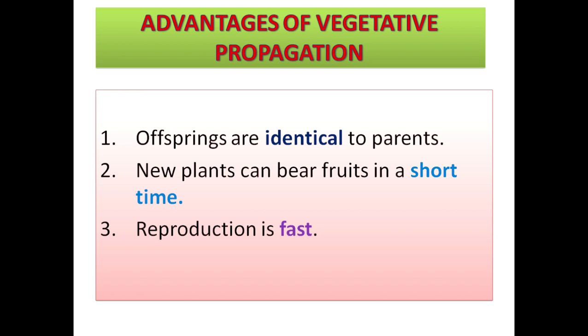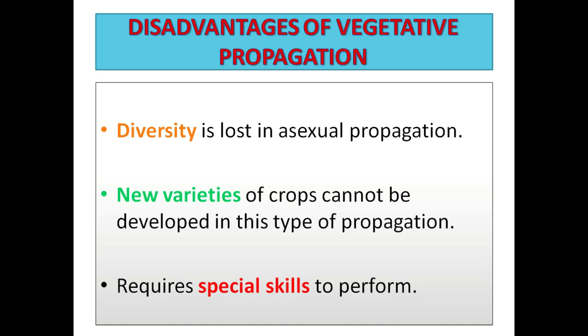Number two, new plants can bear fruits in a short time. With plants grown from seed, a mango might take 5 years, or 4 years. With this method, within 2.5 or 3 years, it can reach the mature stage, growing and bearing. Number three, reproduction is fast. You can use this method to produce a lot of plants in a short space of time. If you have a farm with hibiscus and you want to produce 500 in 1 week, that can be done very easily.